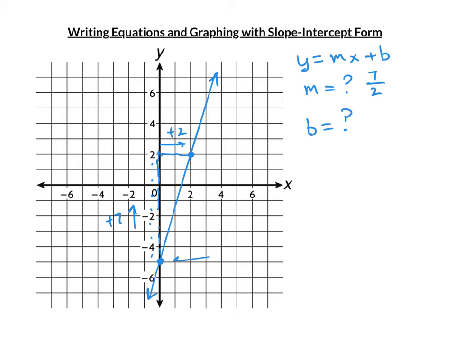The y-intercept is right there. It's -5. So your b is -5. y = mx + b is y = 7/2 x - 5.